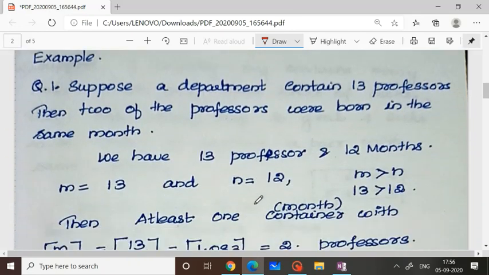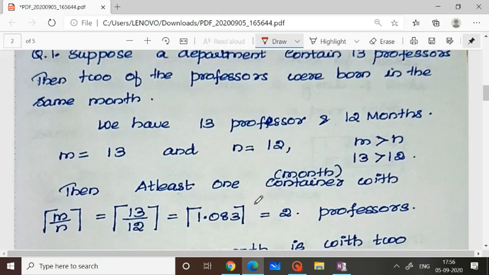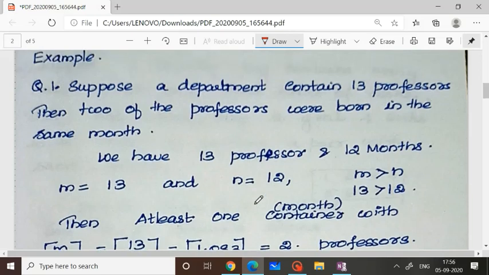Suppose a department contained 13 professors, then 2 of the professors were born in the same month. So, same month it is given here. Suppose a department has 13 professors. We know that in a year, there are 12 months. So, we shall take m equal to 13.